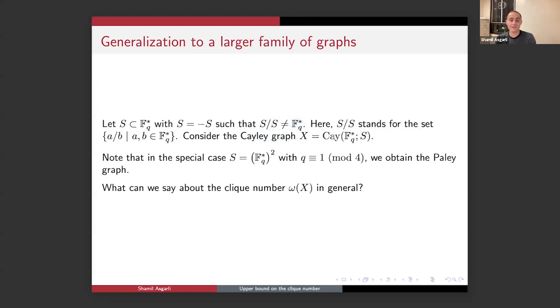Then we consider the Cayley graph. So there should be no star here. This is just Cayley graph on FQ. So this is really Cayley graph plus. This is the additive group of the finite field with the connection sets being S. In the special case, when S is the set of squares, we obtain the Paley graph. But in general, this is not necessarily the Paley graph. And so the question is, what can we say about the clique number of these graphs?